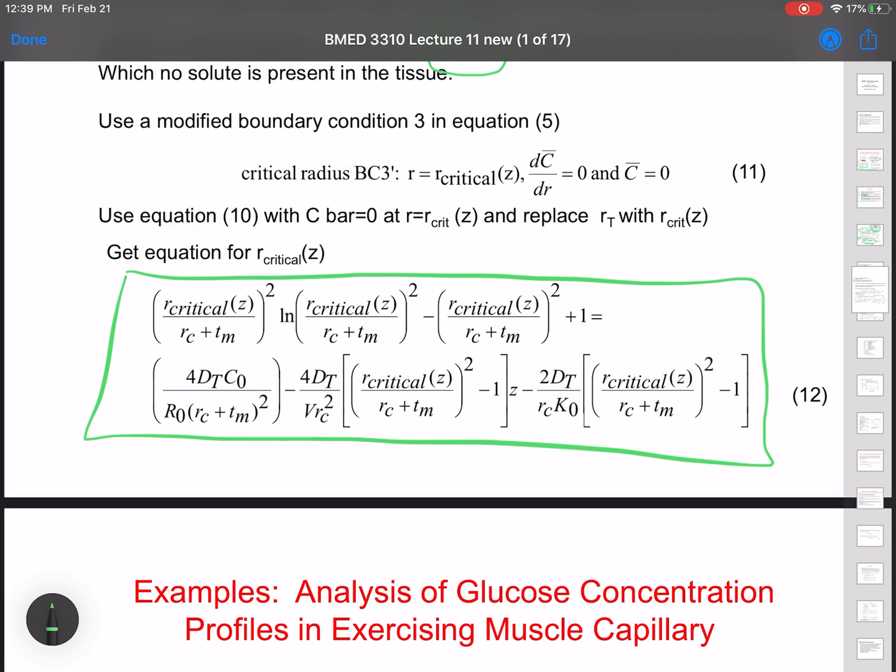Okay, so it's just a lot of variable substitution. Actually, no, just C bar is 0 and set R equal to the R critical. And also RT is the same as R critical. That's it. That's all she's done. Now, if you want to find the value of R critical, it's implicit in this equation. You would have to, I don't know, trial and error.